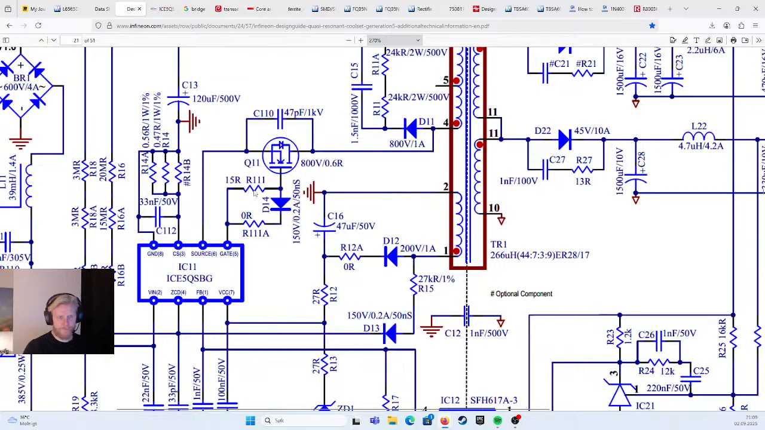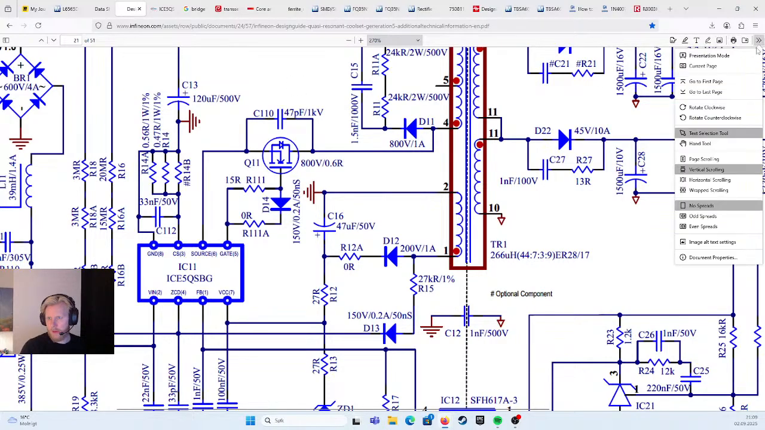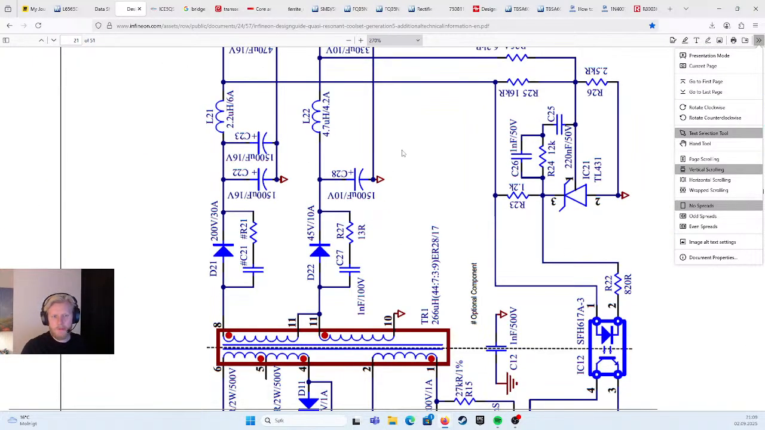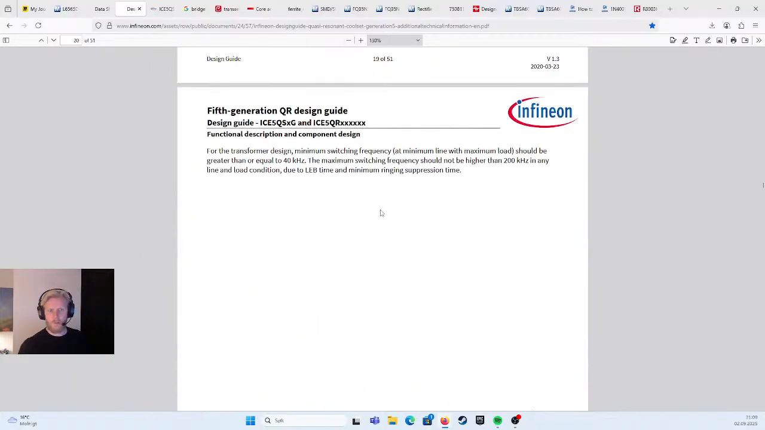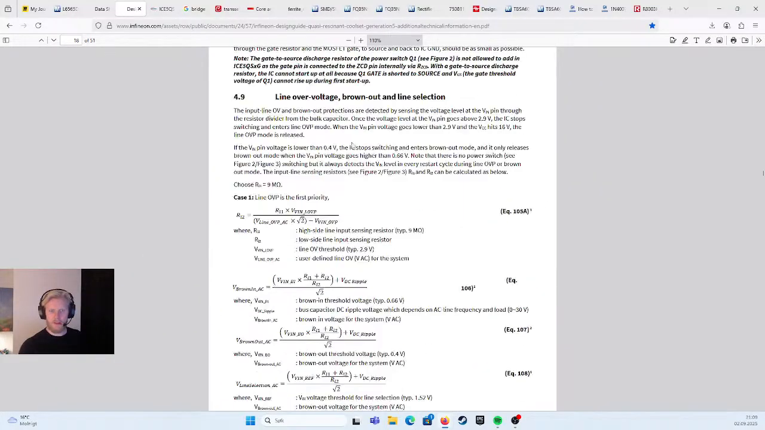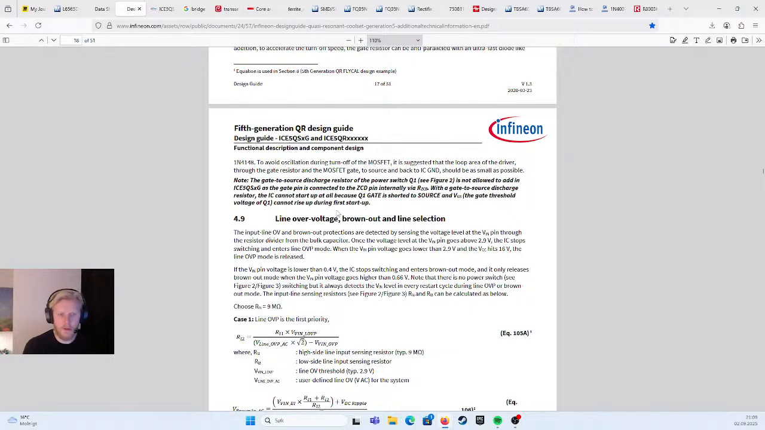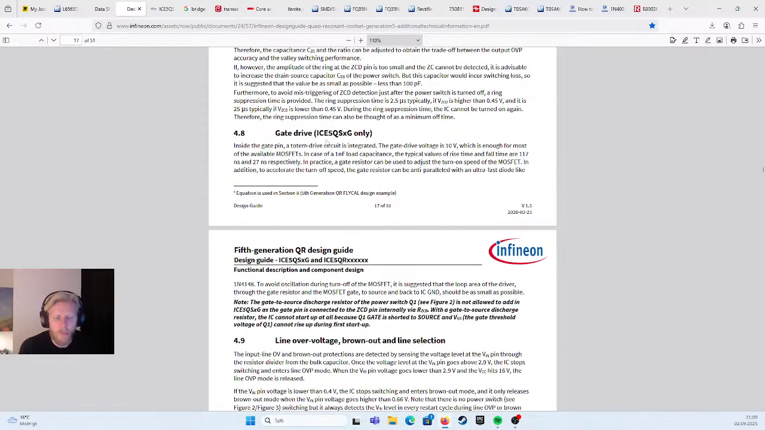Okay. I'd have to learn or understand at least that part of the circuits. Gate drive.